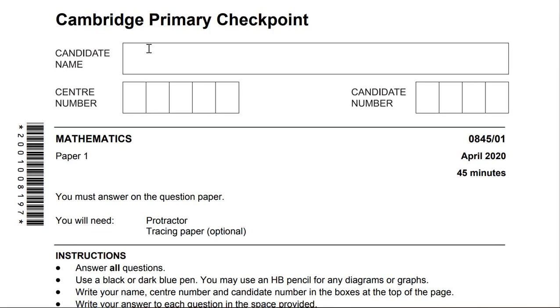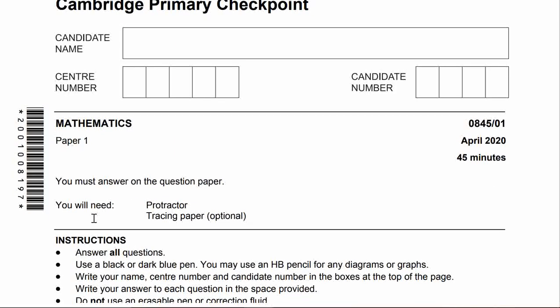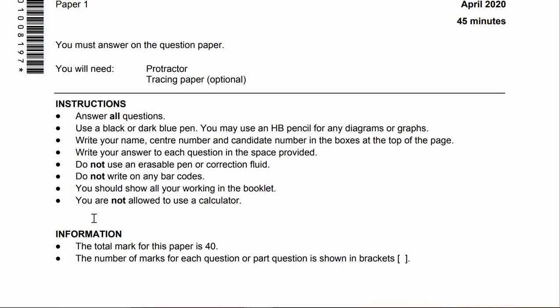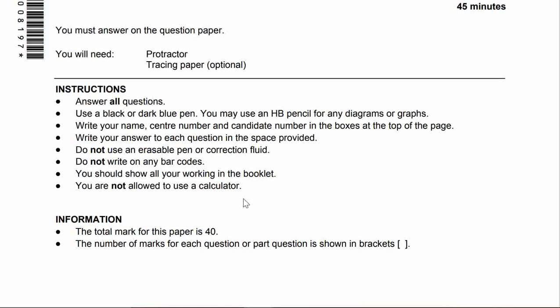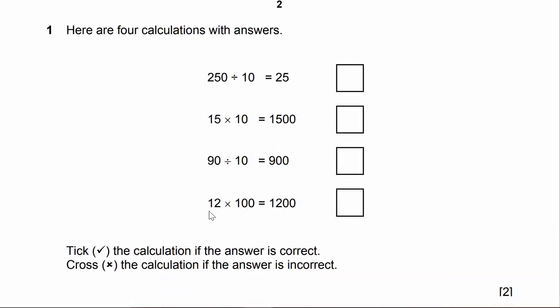Hi everyone, today we are going to discuss Cambridge Primary Checkpoint past paper 0845/01 April 2020 for 45 minutes, Mathematics paper 1. In here you are allowed to use projector and no calculator is allowed. Let's get started from number 1.